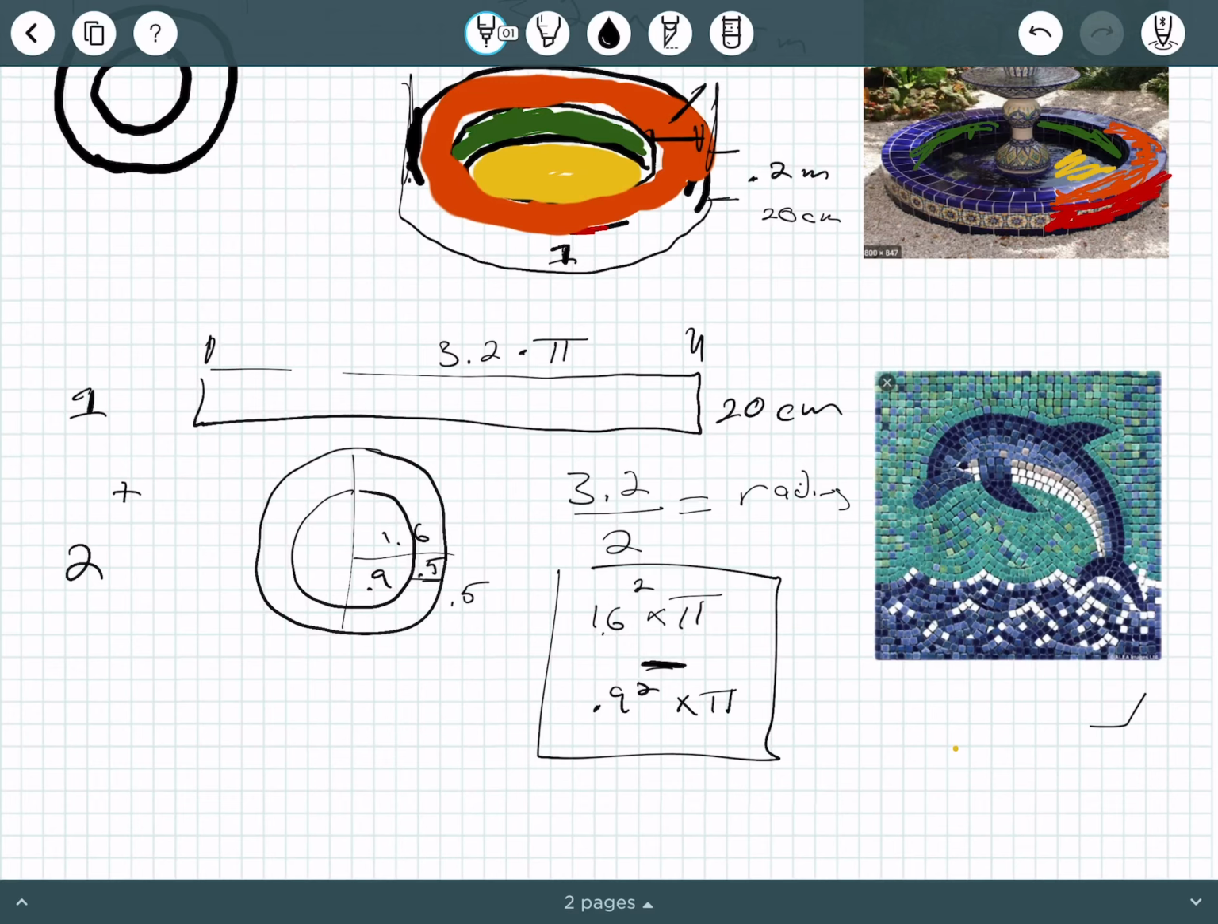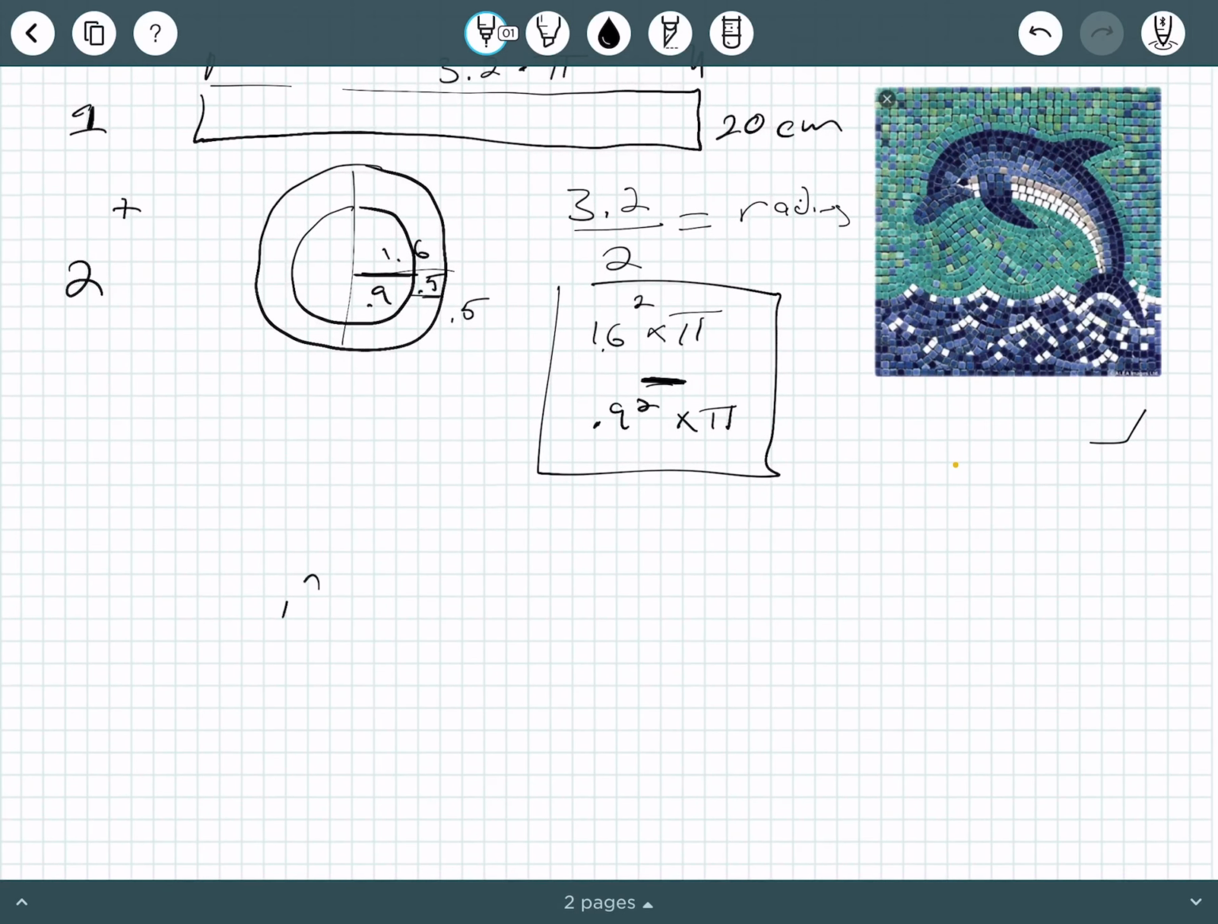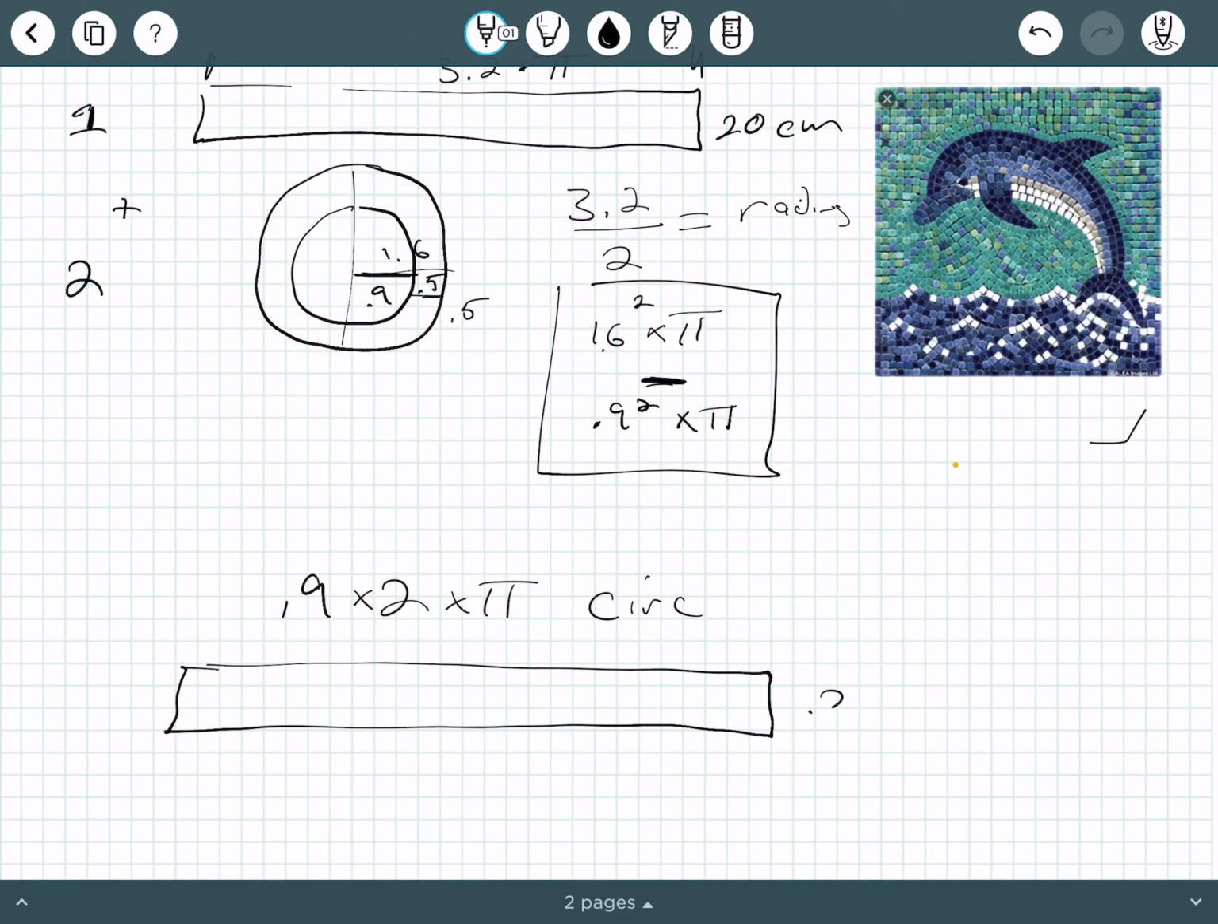Alright, now you'll have the inside. Now, how do you figure out the inside? Now, if you take this 0.9, that is going to be your diameter here, 0.9. So what we do is we take 0.9 times 2 times pi, which will give us the circumference. Because remember, this is just a piece that is a rectangle, okay? You're going to have 0.2 meters or 20 centimeters here. And here you're going to have 0.9 times 2 times pi. That's your circumference.